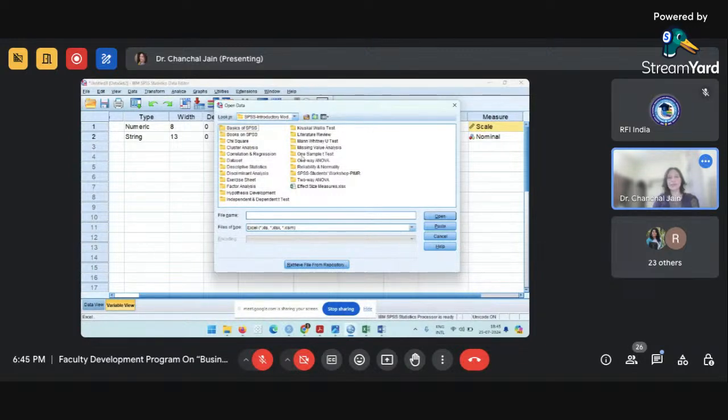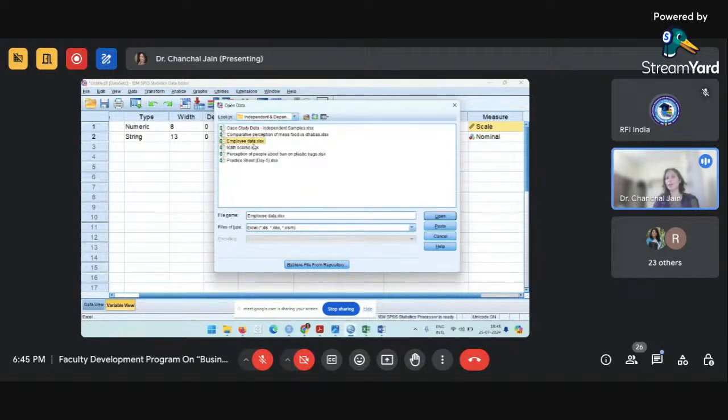I am selecting the appropriate option for me. Now you can see all the Excel files available in this folder will be shown to me. I can select my data. Suppose I want to bring this employee data in my SPSS environment. So I selected that. I can click on open.